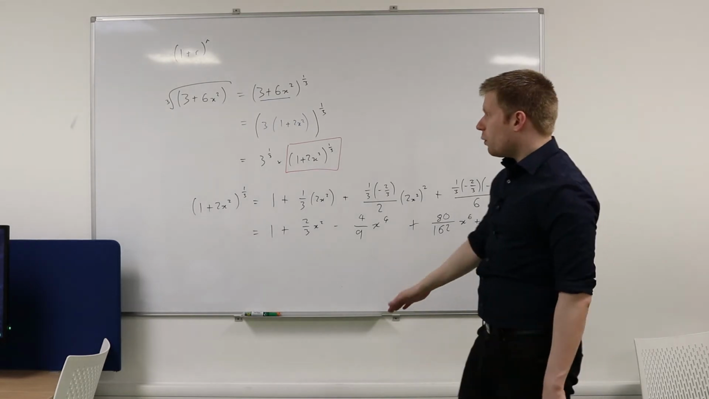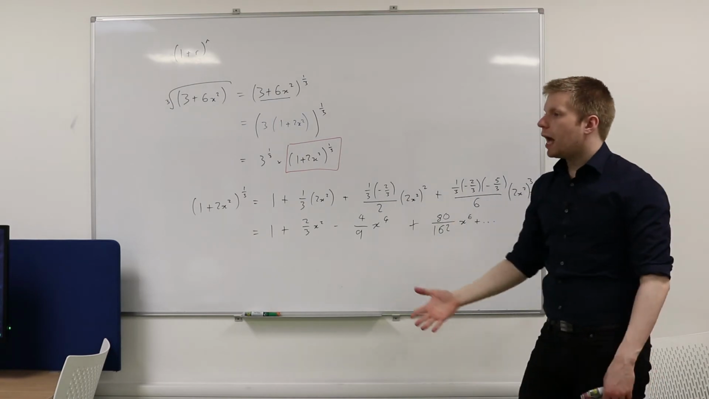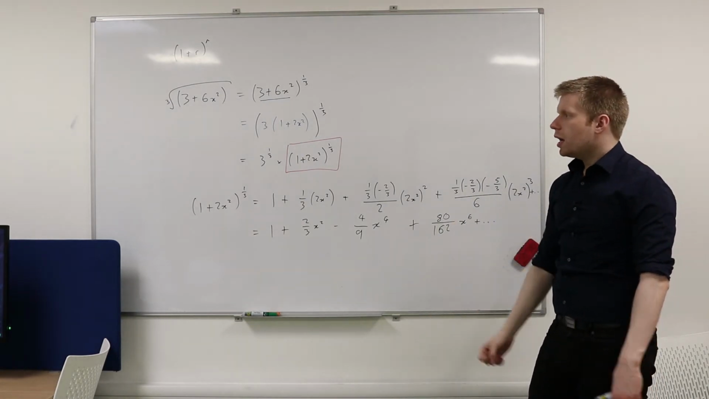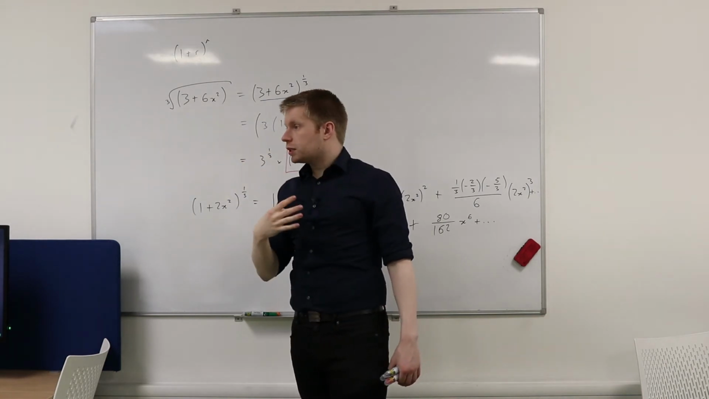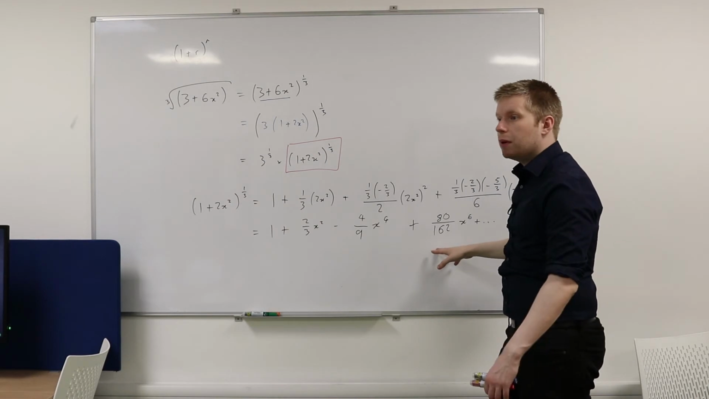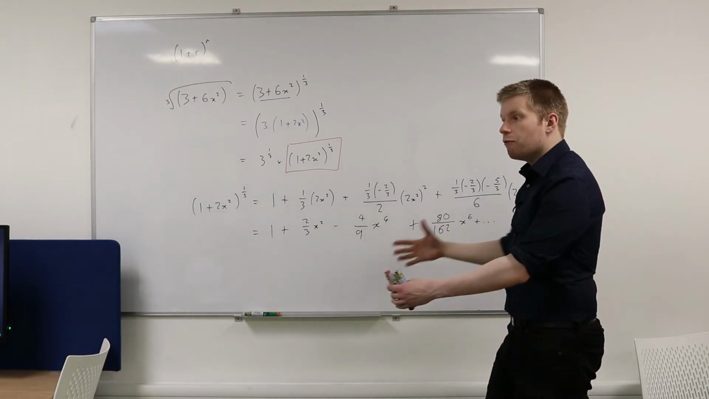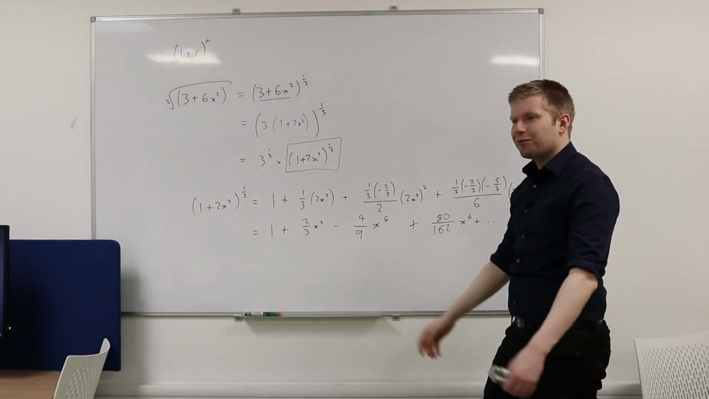By the way, if you get a question like this in the exam, it will always say how many terms to calculate. So it will say expand this thing using binomial expansion to say 4 terms or 5 terms or 6 terms. So it will say how many terms you should expand to. Because of course this is infinite. I'm not expecting you in an exam to do an infinite number of terms because there's not enough time.